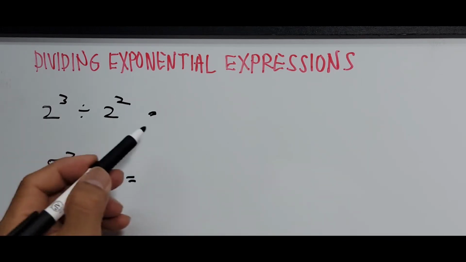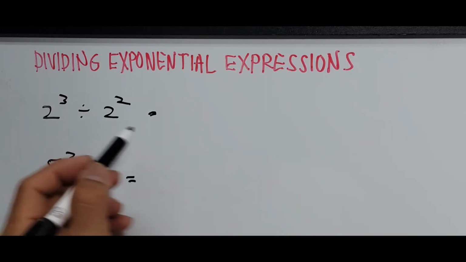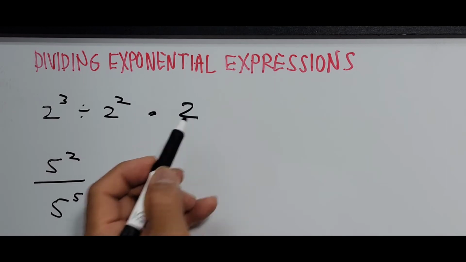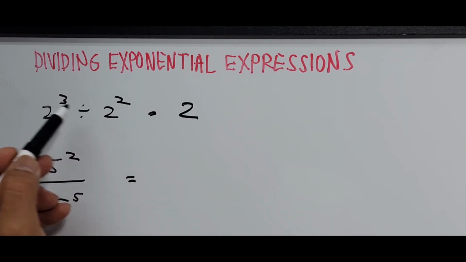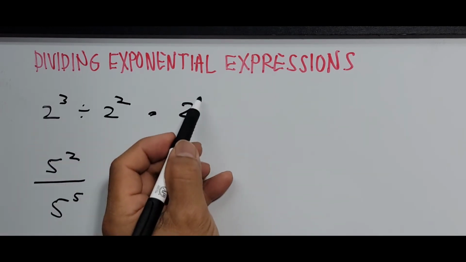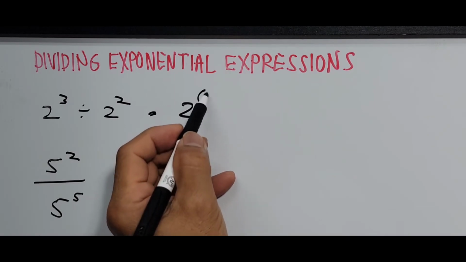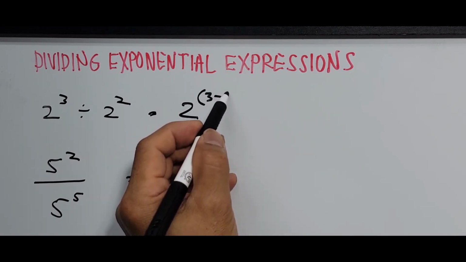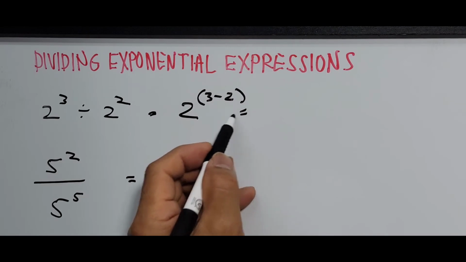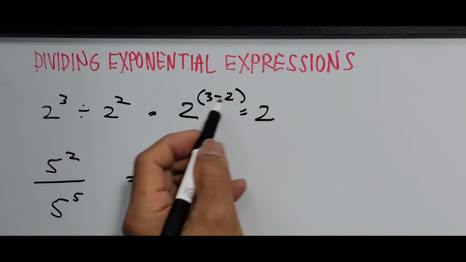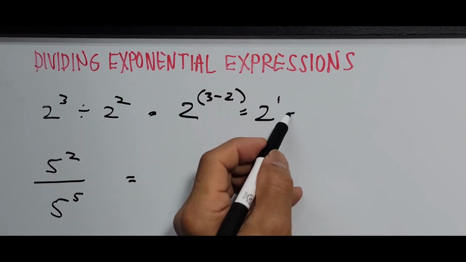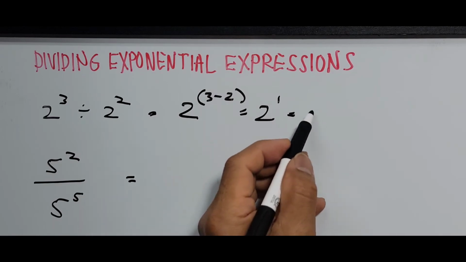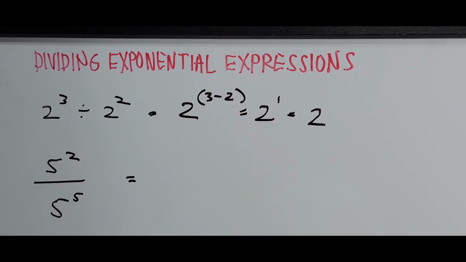So let's do it. Copy the base, make sure the bases are the same, that's 2, and then subtract the exponents. So 3 minus 2 is 1. That's 2 to the first power, and anything raised to the first power is just the same as the number itself. Okay, in the second example, 5 squared divided by 5 to the fifth power.